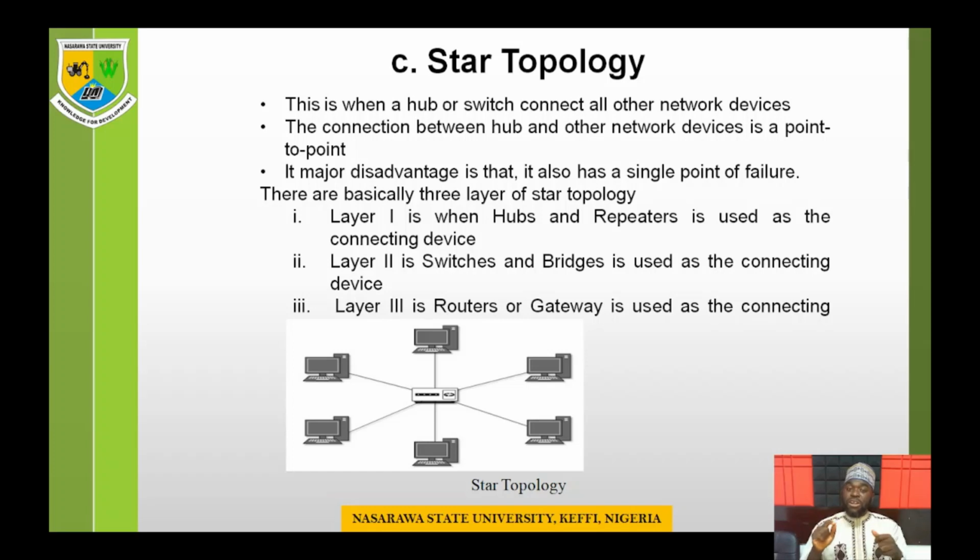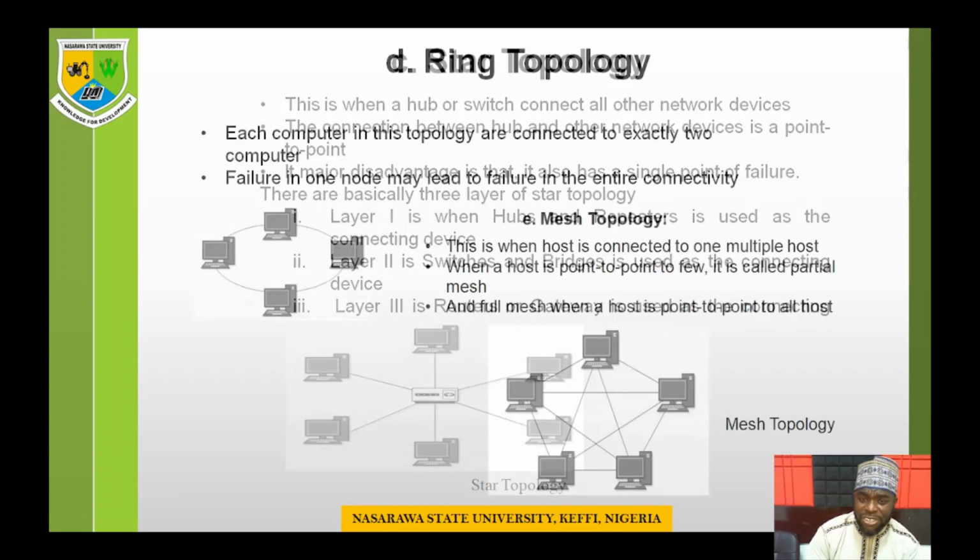When a hub is used, we call it layer one, and it is layer two when a switch or bridge is used to connect the devices, and it is layer three when a router or gateway is used to connect the devices. Today, most of these devices are integrated: you have a router that has a switch, so you can connect. And you have intelligent switches these days that perform more improved functionality.